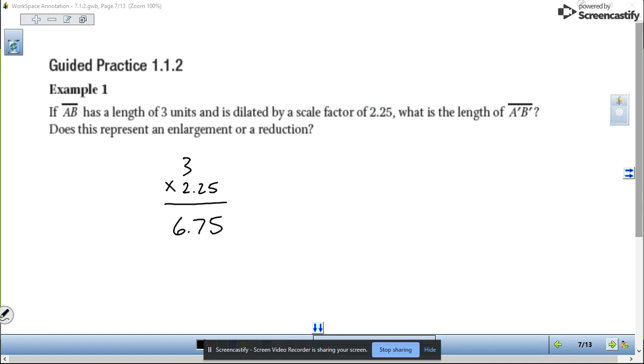Okay, that's it. If they gave you units, then you would label it with however many units. But that's your answer to that one. Okay, so we'll go ahead and do the next example. Try to get them all done in one video because this is pretty easy.